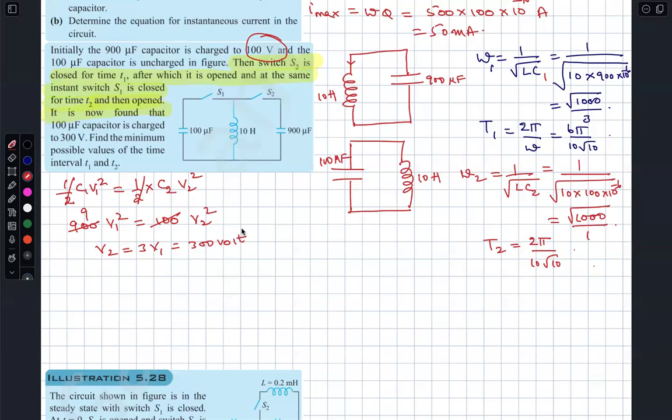I hope you got the point. You know what I am going to do? Now I'll follow. From 0 to T1 by 4 seconds, total half C1 V1 square is stored in the 10 Henry inductor. Agreed?